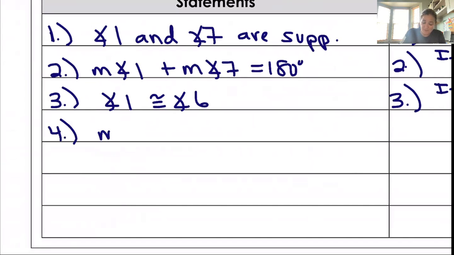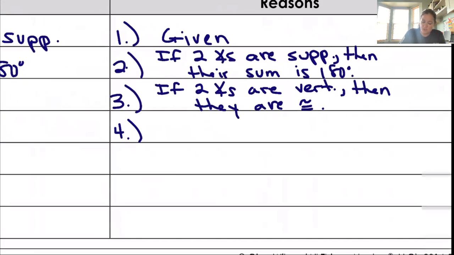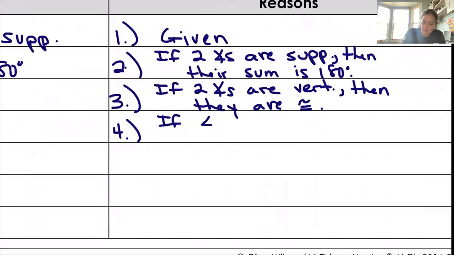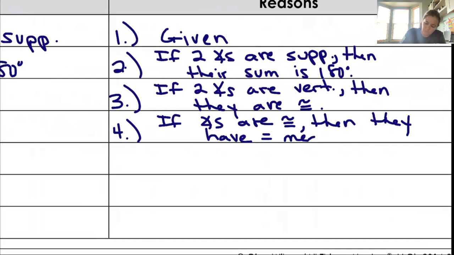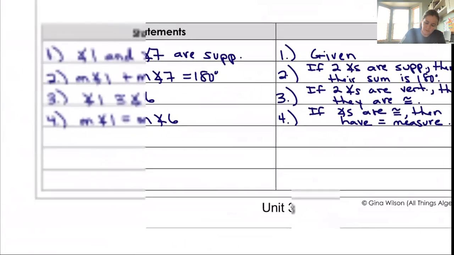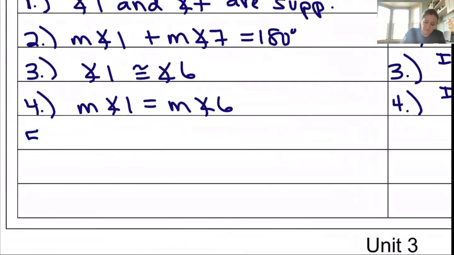All that being said, I need to convert to measurements for substitution to happen. And that's your definition of congruence. If two angles are congruent, then they have equal measure. And then step 5, I can go ahead and do that substitution. So instead of a 1 here, I'm going to put a 6 because they're congruent to each other.